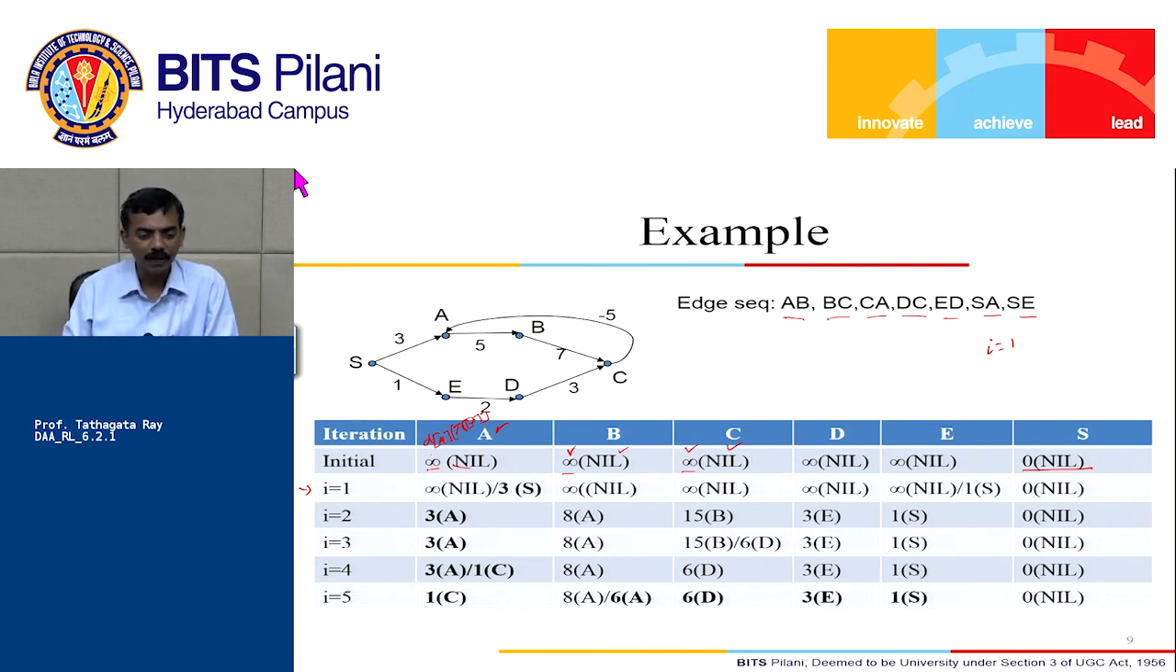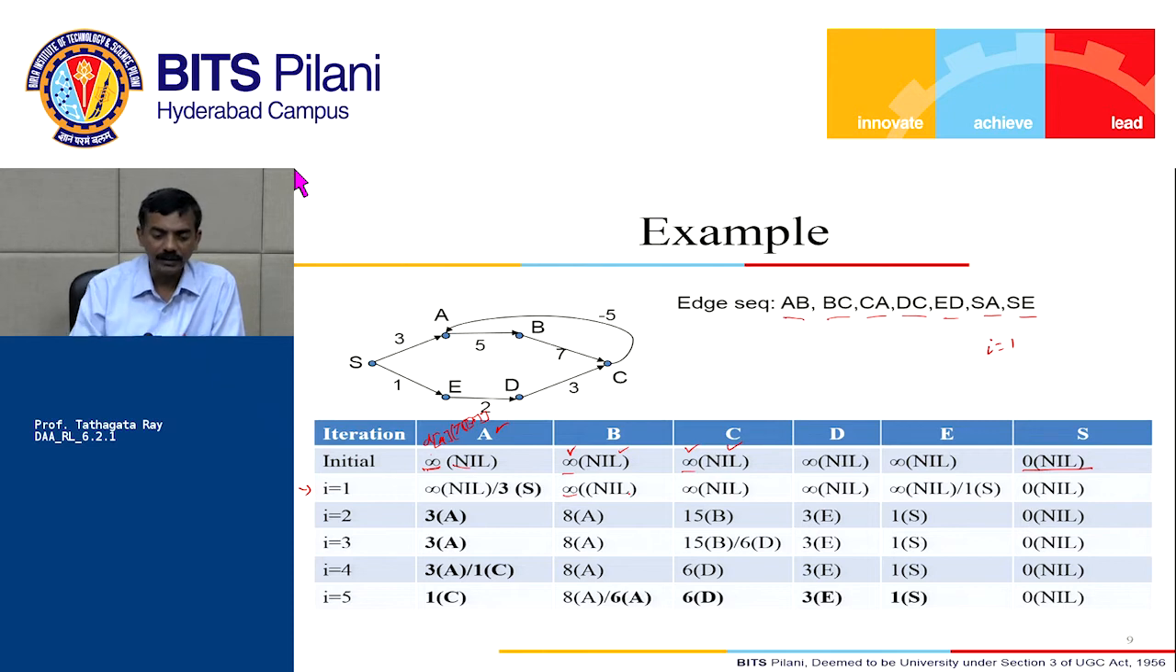So first edge is AB. What is the weight of A? Weight of A or dA is infinity, plus 5. Is that going to be less than infinity? Well, infinity plus 5, no, you cannot say. So there is no point in updating the weight of B. So it remains at infinity, parent remains at nil.